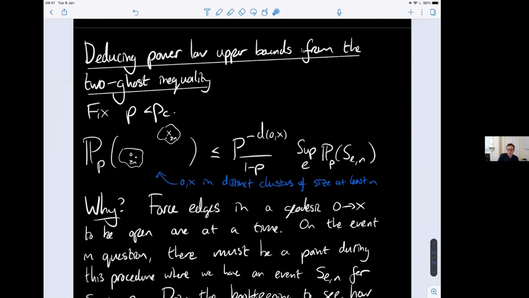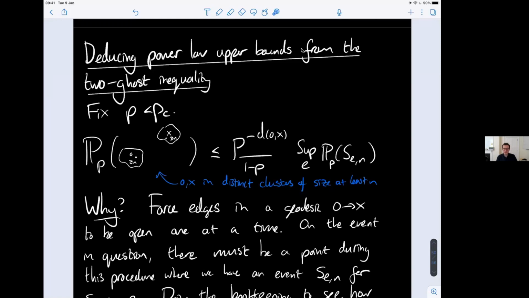So what we want to do now is somehow use this two ghost inequality, which is saying that it's difficult to have two large clusters that are next to each other. And we want to use this to prove this theorem that says that you have power law upper bounds on the volume of clusters at criticality. So somehow we want to go from knowing that it's hard to have two large clusters close to each other to knowing that it's actually difficult just to have one large cluster.